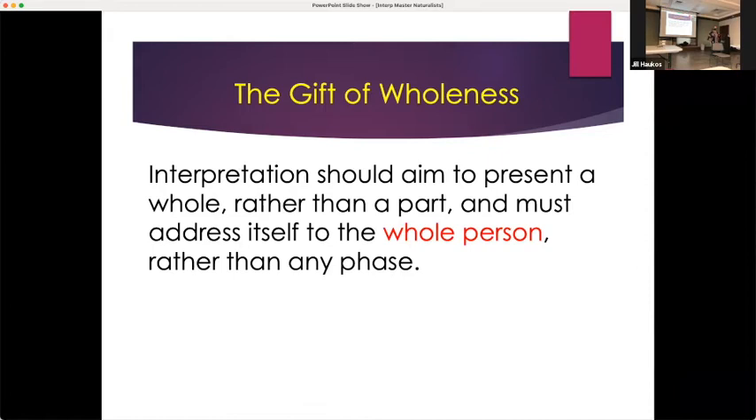The gift of wholeness. This one's tricky. It reads, interpretation should aim to present a whole rather than a part and must address itself to the whole person rather than any phase. So confusing. Most people read this and are like, what does that mean? And it is hard to explain the story that you tell and the concept that you're sharing. It's an overarching thing that you want your audience to get.